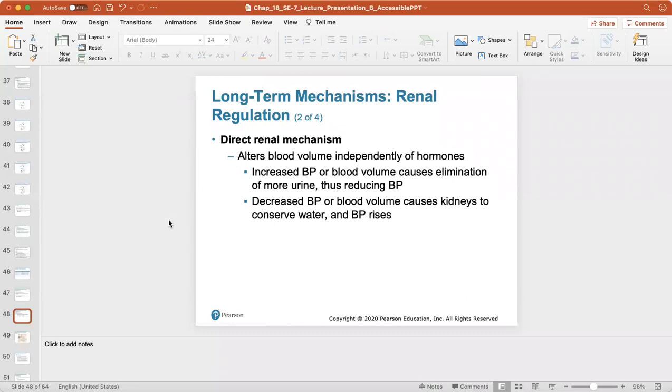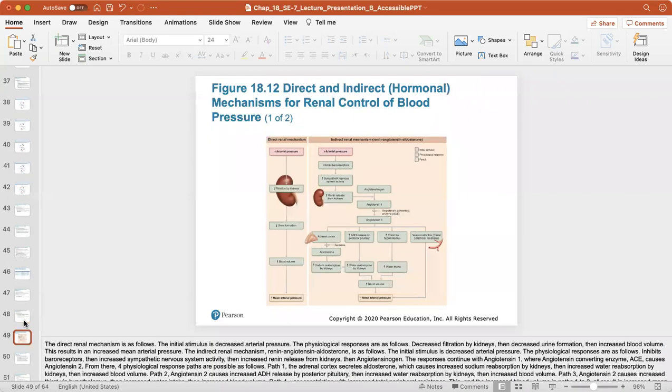The direct renal mechanism will alter blood volume independently of hormones. So increased blood pressure or blood volume causes the elimination of more urine, thus reducing blood pressure and blood volume. And decreased blood pressure or blood volume causes the kidneys to conserve water, and blood pressure rises. So this is just a look at the direct and indirect control mechanisms for renal control of blood pressure.